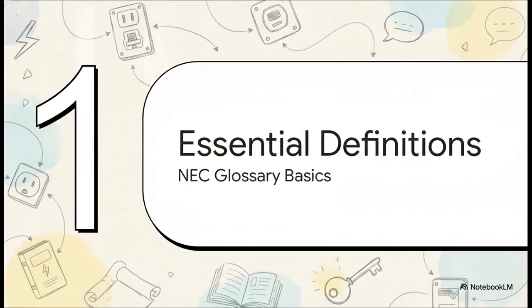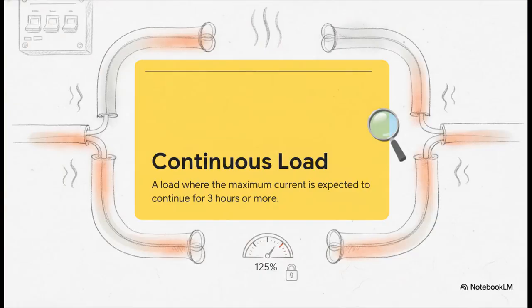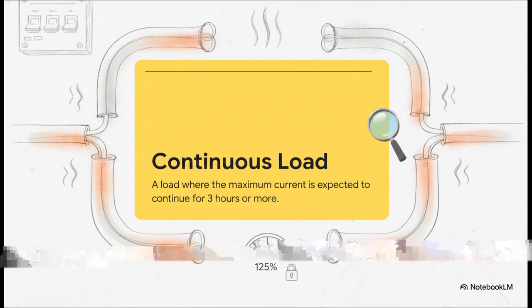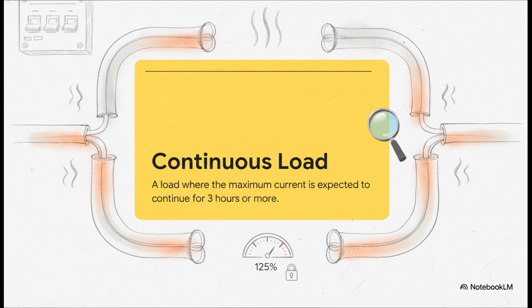Section 1, essential definitions. Okay, let's dive right into this. To master these calculations, you really have to speak the language perfectly. These heavily tested glossary terms are going to form our absolute baseline. On a real-world job site, the single definition of continuous load changes everything about how you wire a circuit. If a load is running at its maximum current for three hours or more, it generates sustained, trapped heat. To combat this, the NEC hands you an automatic 125% ampacity penalty. You literally cannot just size the wire for the load itself, you have to size it for 125% of that load just to safely handle that continuous thermal stress.